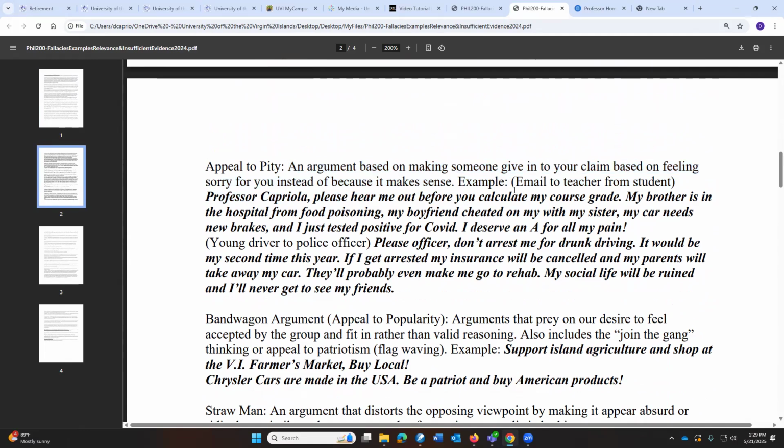So a student sends me an email and it says, "Professor Capriola, please hear me out before you calculate my course grade. My brother is in the hospital for food poisoning. My boyfriend cheated on me with my sister. My car needs new brakes, and I just tested positive for COVID. I deserve an A for all my pain." Oh my goodness. She deserves my sympathy for a tough life, but I don't know if she deserves an A for her pain. That's not what gets an A in a class, your pain and your suffering. What gets an A are good grades, right? So it's bad reasoning, but you want somebody to feel sorry for you.